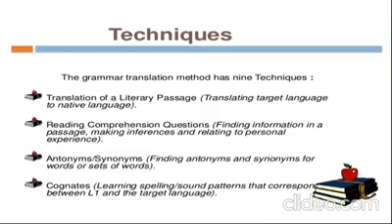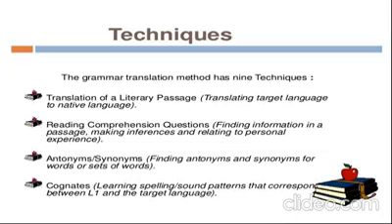Techniques. The grammar translation method has 9 techniques. Number 1. Translation of a literary passage. Translating target language to native language. Number 2. Reading comprehension questions. Finding information in a passage, making inferences and relating to personal experiences.